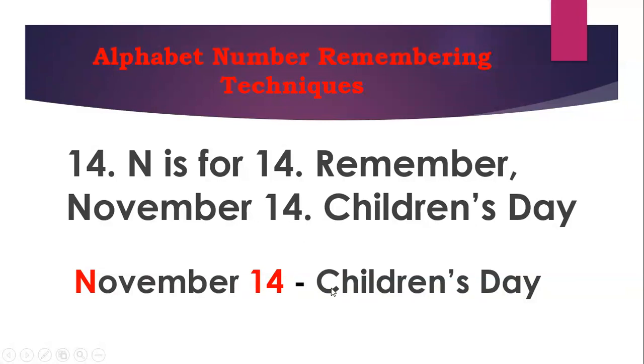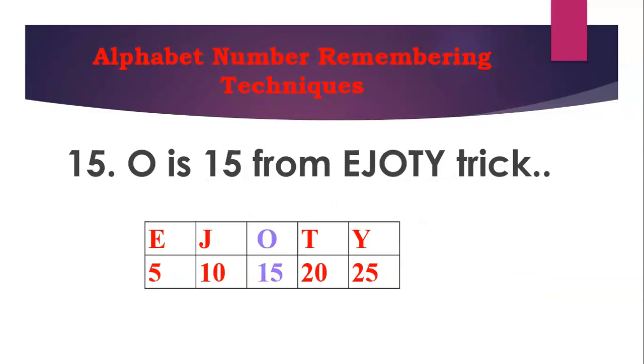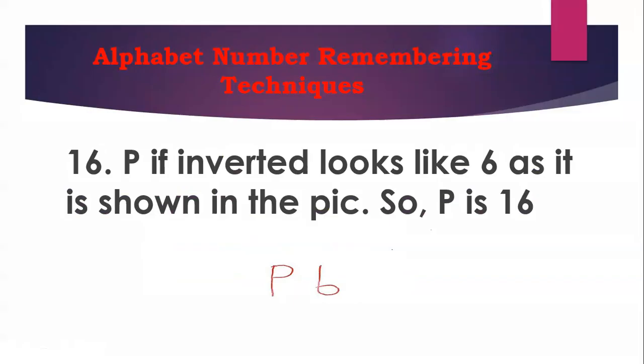So if you find the place value of N is 14, then O, again you can go for the HOT trick. The multiplication of 5 is 15, so O is 15. Then P, it is inverted, looks like a 6 as it is shown in the pic. So P is 16. If it goes inverted, it is a 6. So P is 16.